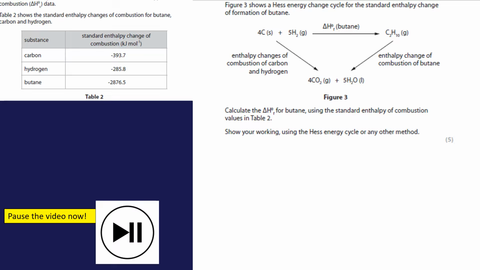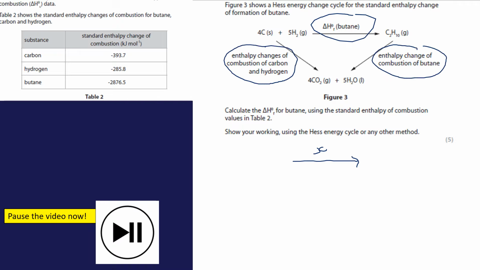Okay, so my advice here is to get this into a nice triangle with 1 unknown and 2 knowns. Our unknown in this case is the enthalpy of formation of butane, which is the arrow across the top. So we should have information in this table to allow us to put a value on the right hand side and a value on the left hand side. The value on the right hand side is just the combustion of 1 mole of butane. So this one is quite straightforward. This is the enthalpy of combustion of 1 mole of butane, which is given in the table.